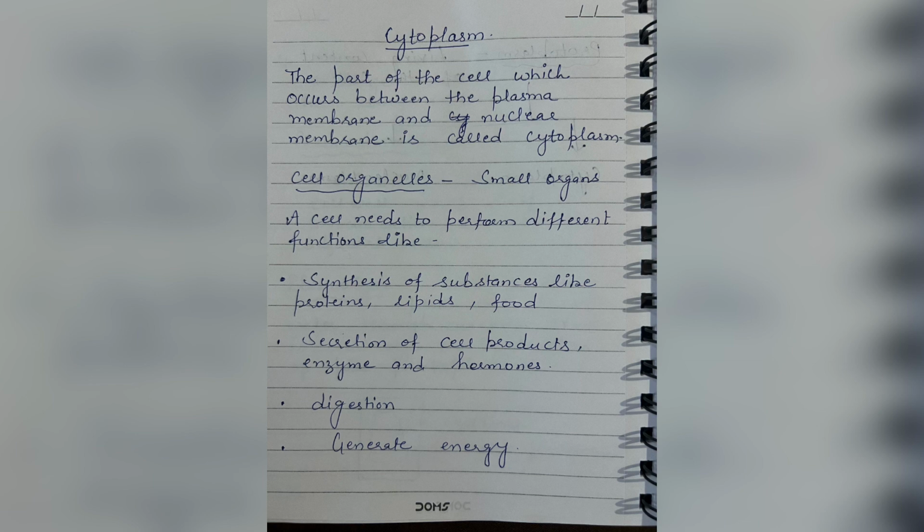For example, synthesis of substances like proteins, lipids and food with the help of the photosynthesis process. Then secretion of cell products like enzymes and hormones, which help in protection and in engulfing bacteria and viruses. Digestion of material, and it also helps to generate energy.